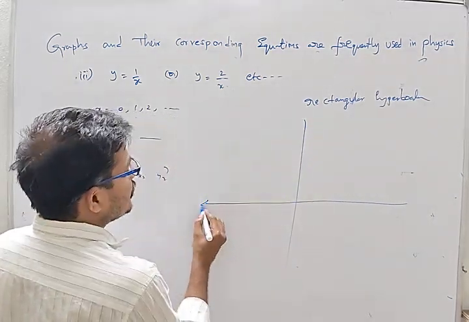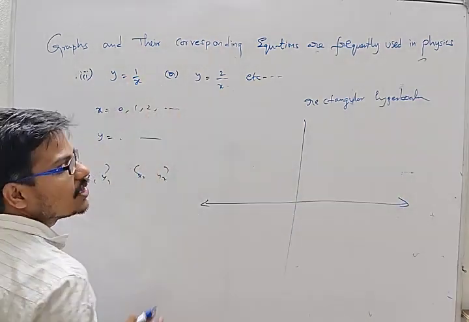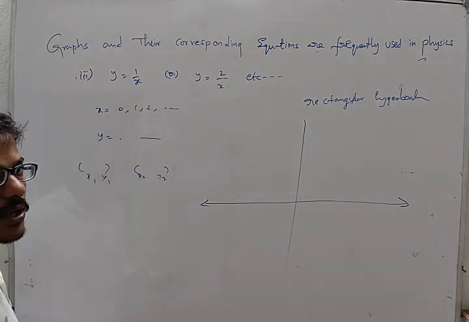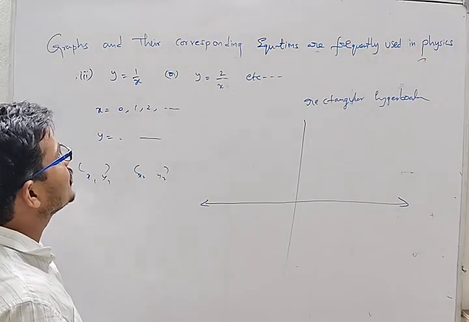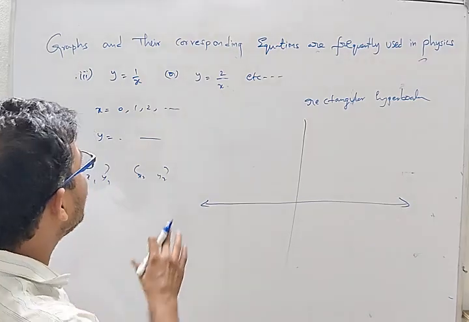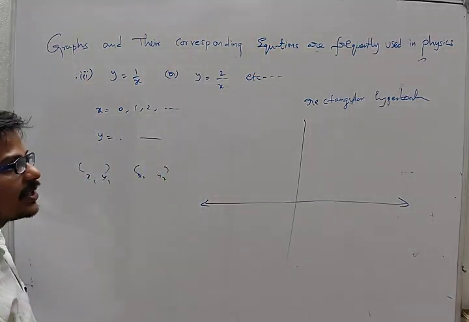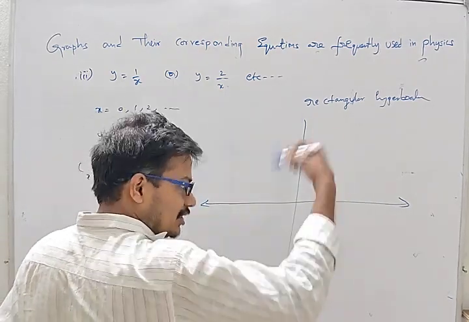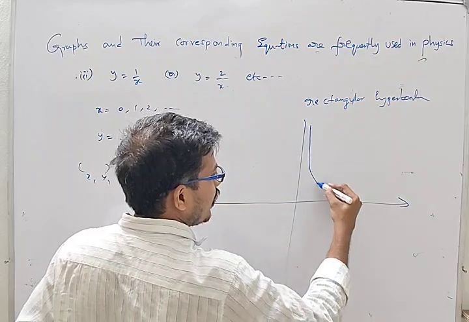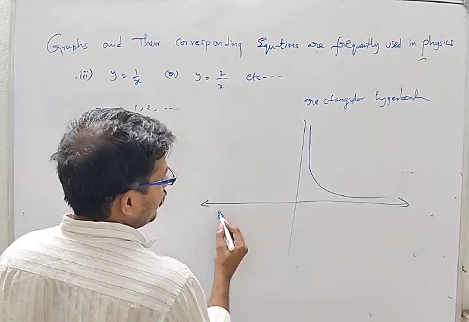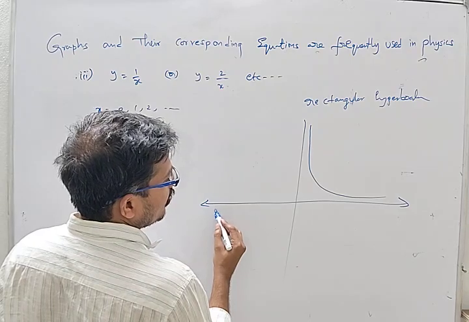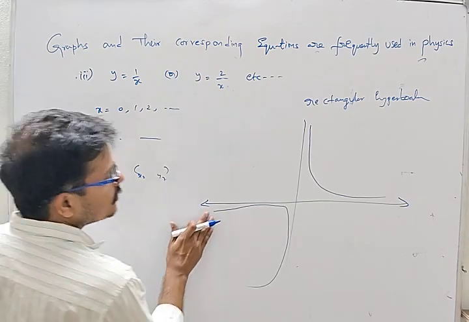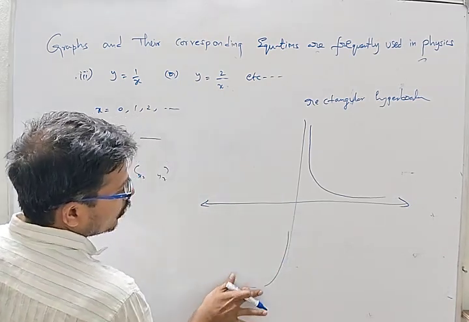In these cases, all are positive values. There is no negative. We are taking all positive values, and here x should always be positive. When we consider x values as positive, we can get shapes in the first quadrant and fourth quadrant.